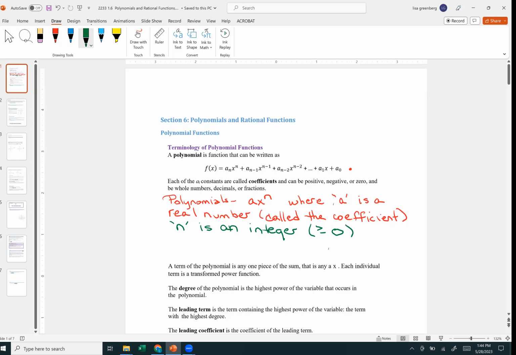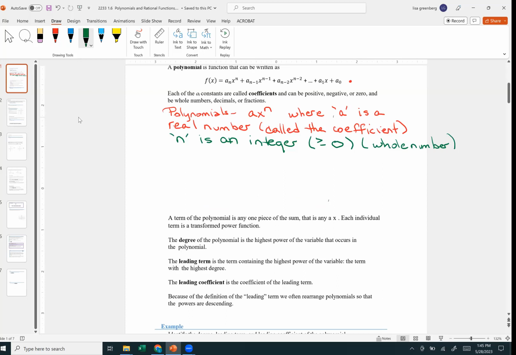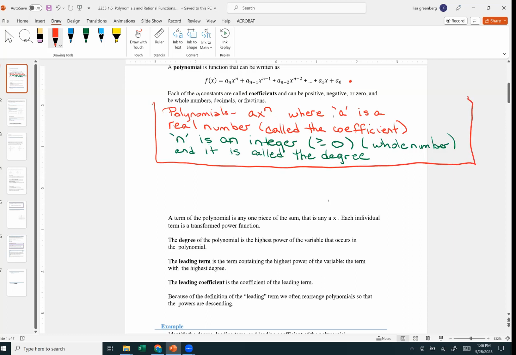So what is an integer? An integer is a whole number. No fractions, no decimals. It is just a whole number. And it is called the degree. Okay, so this I would say is very important, and we do have to understand all these pieces.